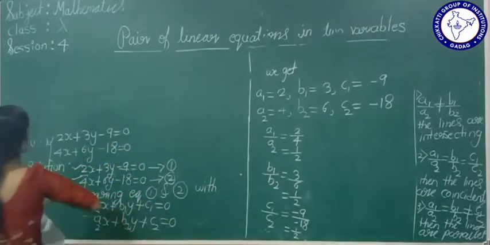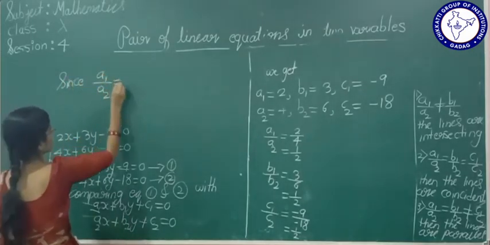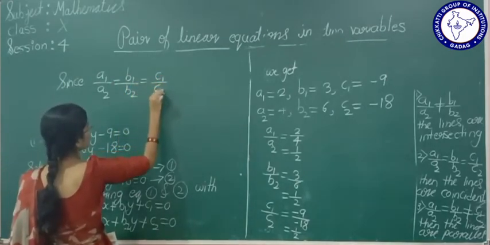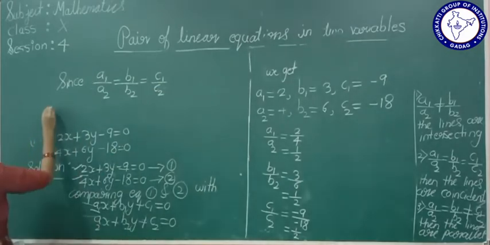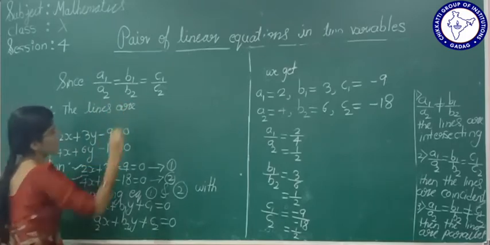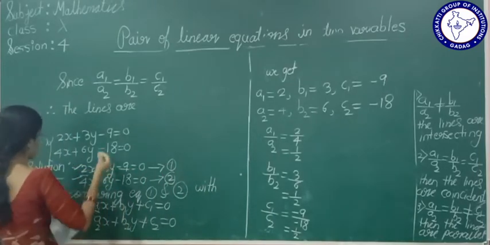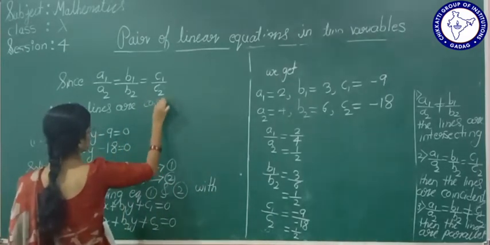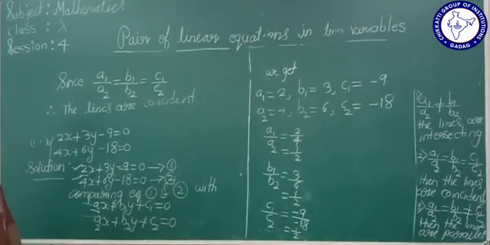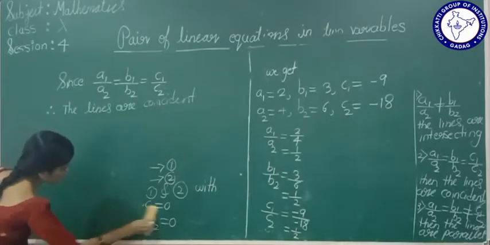We will write, since a1 by a2 is equal to b1 by b2 is equal to c1 by c2, therefore the lines are coincident. Okay, therefore the lines are coincident. Okay, in the same way we will find out one more.